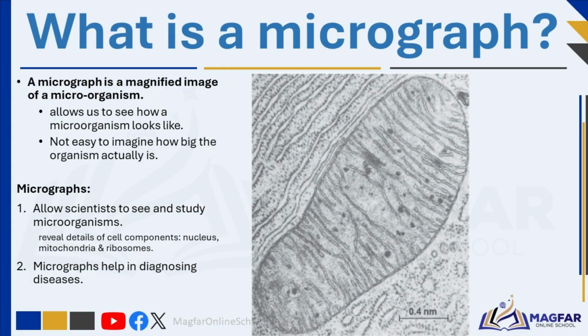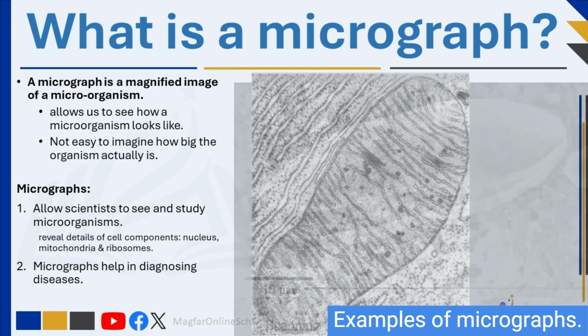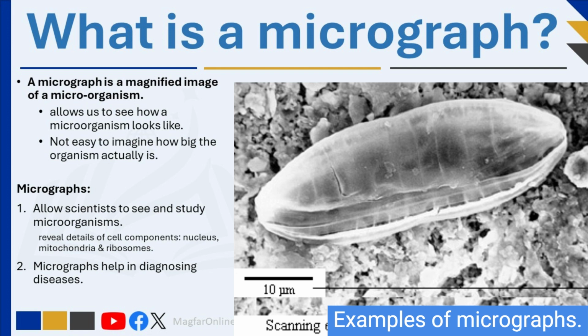A micrograph is an essential tool in biology and other scientific fields for studying microorganisms and structures that are not visible to the naked eye. Microorganisms are living organisms that are too small to see with the naked eye and which are only visible through a microscope. But what is a micrograph? A micrograph is a photograph or digital image taken through a microscope that shows a magnified view of a tiny object, such as a microorganism, cell, or tissue. So, a micrograph is a magnified image of a microorganism.